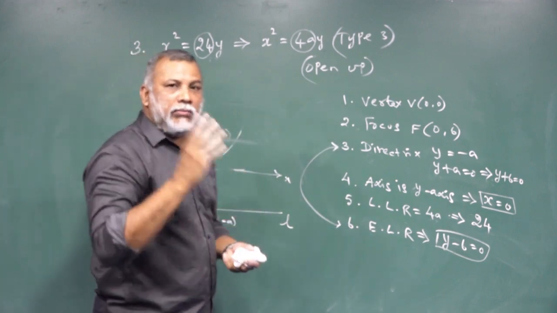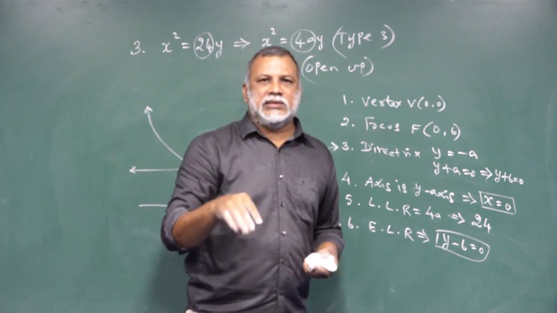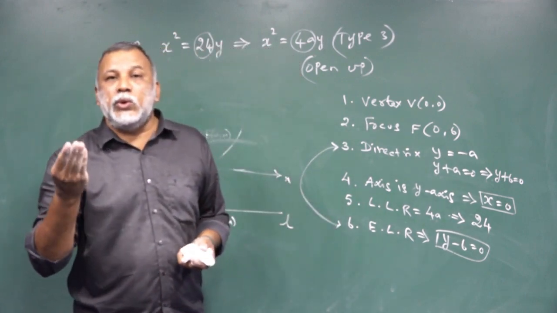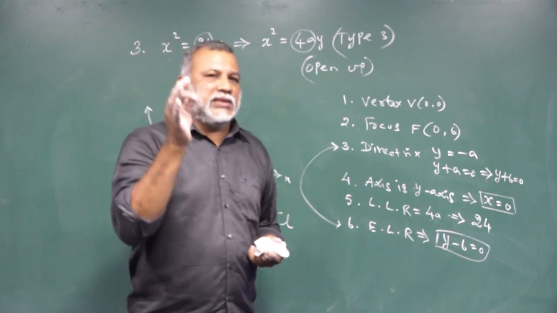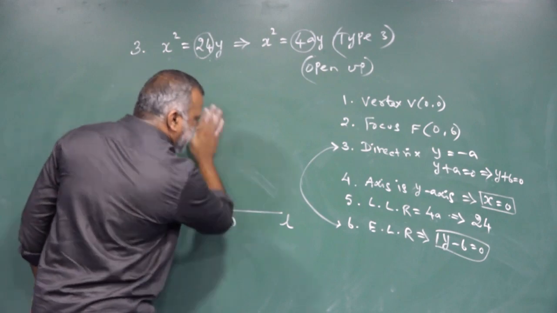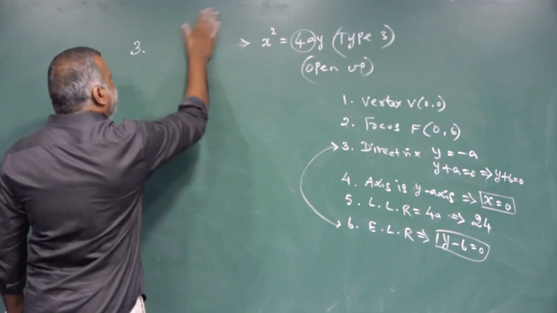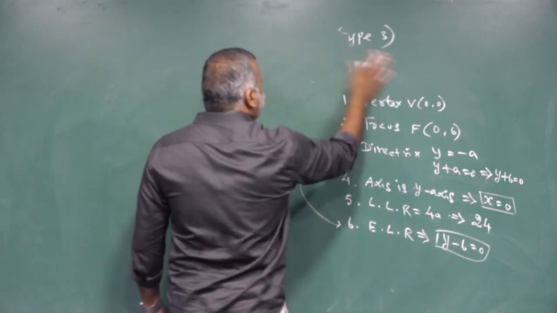Otherwise you have to memorize 28 results. Each type has 7 results, 7 into 4, so you have to memorize 28 results. No need to memorize. Just draw the diagram, then substitute the data. From this, you have to replace the value of a only, so that you are already finding out the value of a. The same type. One more question.